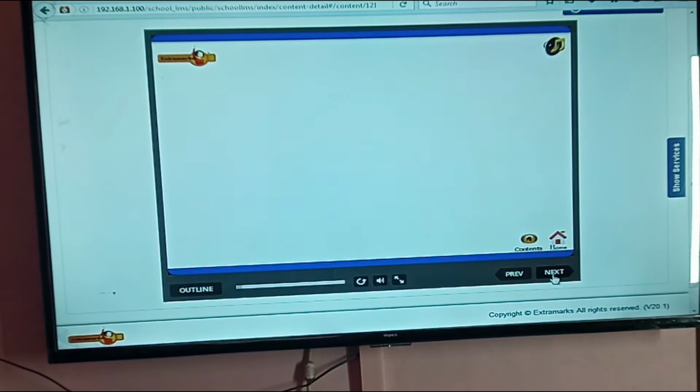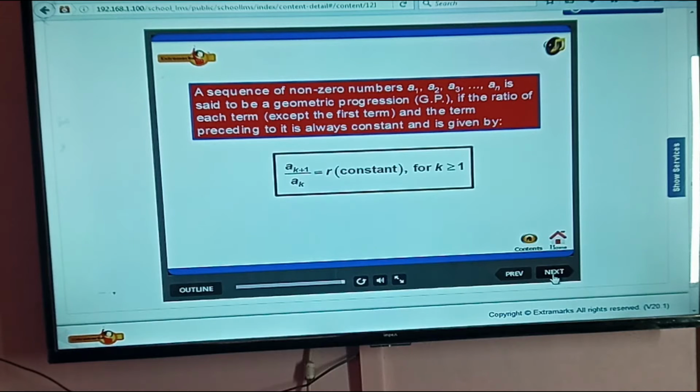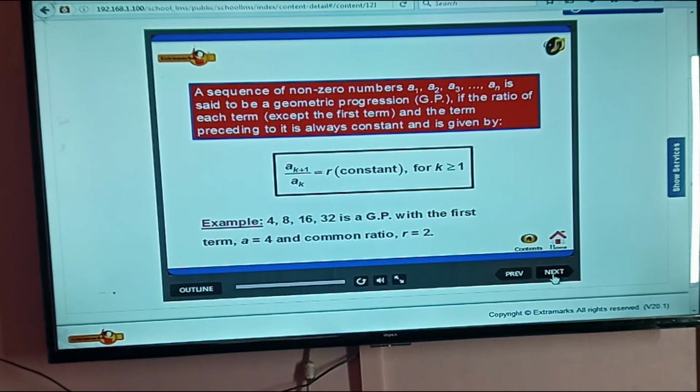We will now define the geometric progression as a sequence of non-zero numbers a1, a2, a3 up to an, such that the ratio of each term and the term preceding it is always constant and is given as shown. Consider the given example.